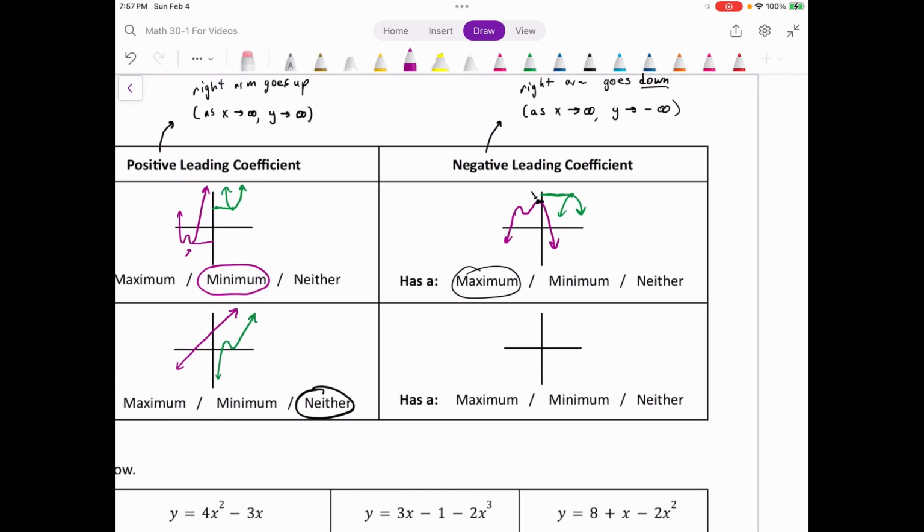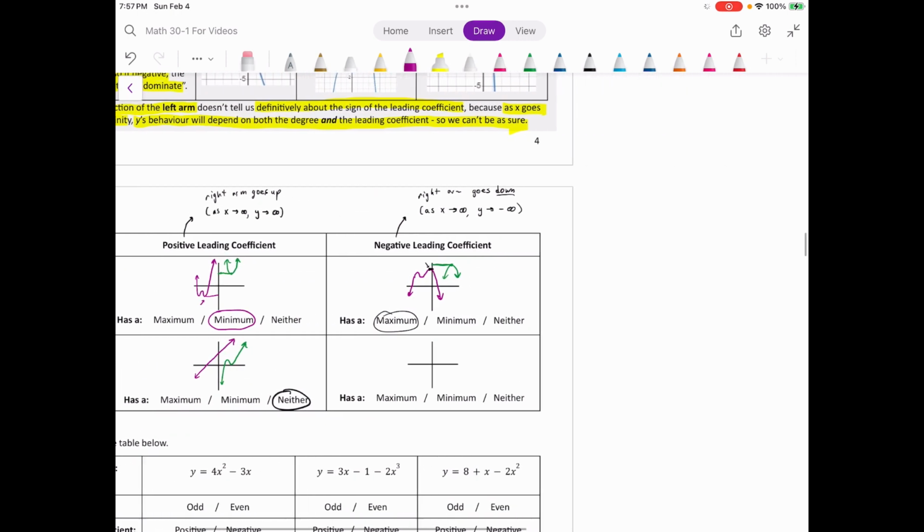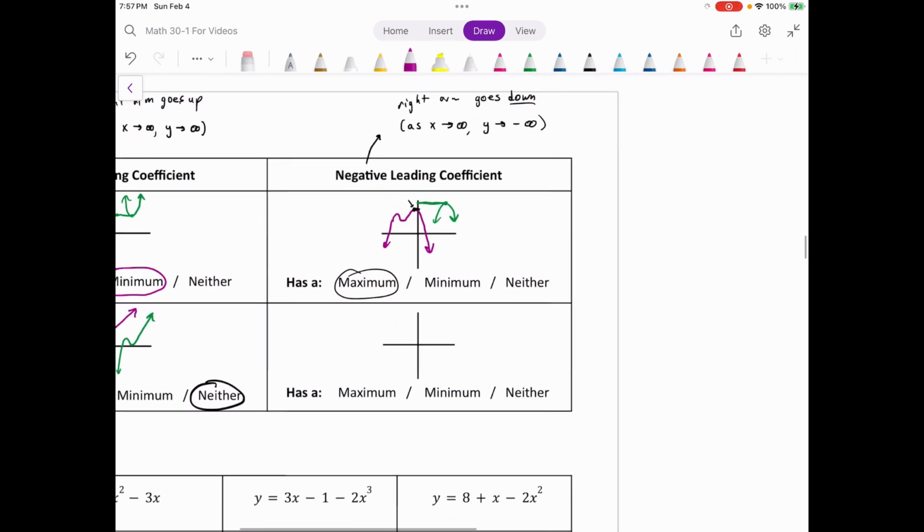All right, let's finish up here. We know that odd degree means the two arms will do opposite things. And we know that a negative leading coefficient means the right arm will go down. So what's that going to mean? Right arm goes down. What's the left arm doing? Going up. Right. So maybe a linear like that, or a cubic like this. Something like that. Right? Or even a quintic where there's another term thrown in there potentially. Okay? So again, though, this has neither a max nor a min.